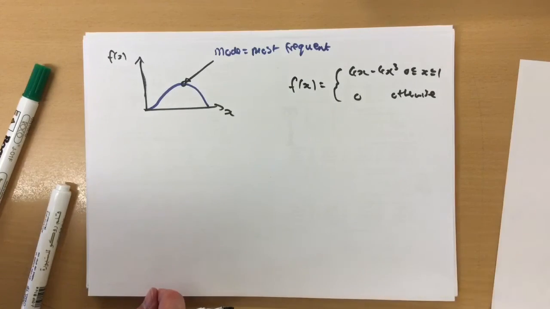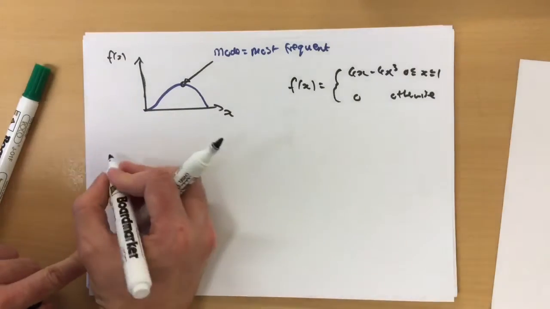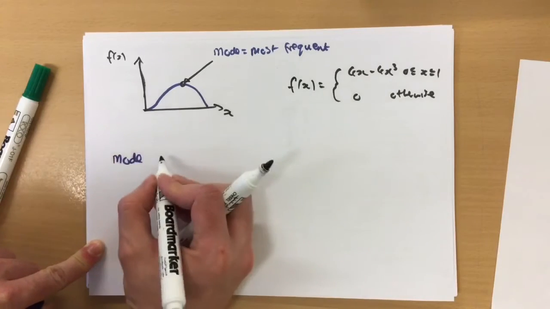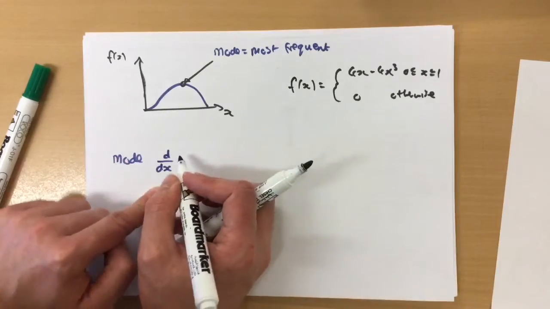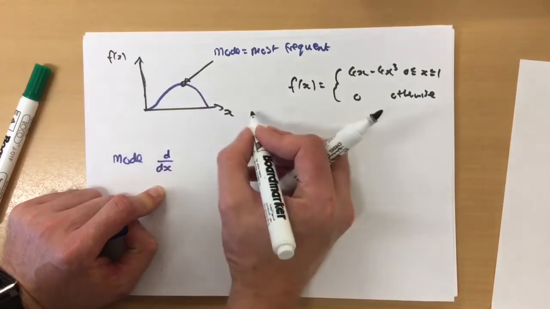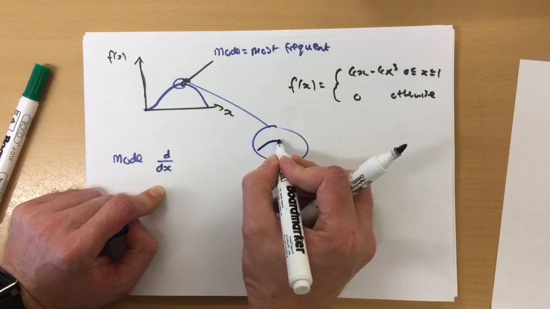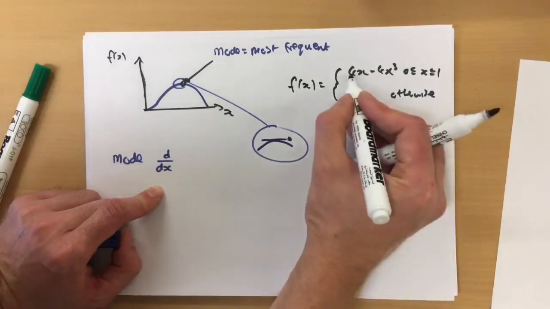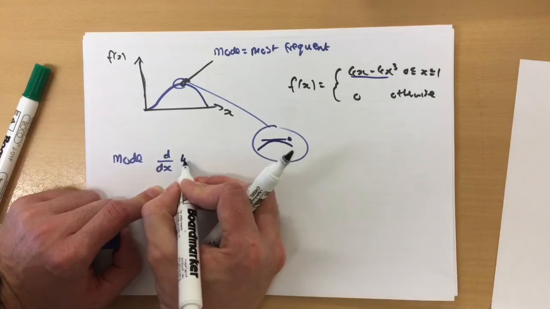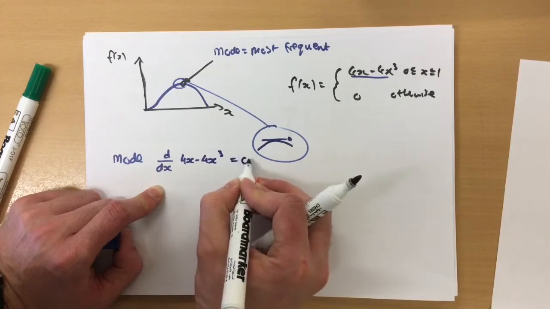And how do you find the turning point? For the mode, the turning point is found by differentiating, of course. Remember, differentiating finds the gradient, and at the turning point, the gradient is 0. So you need to differentiate our function to find its gradient, and where that equals 0 is our turning point.